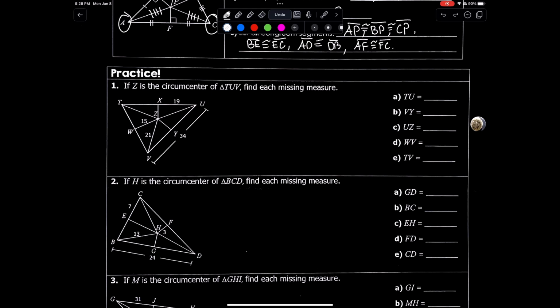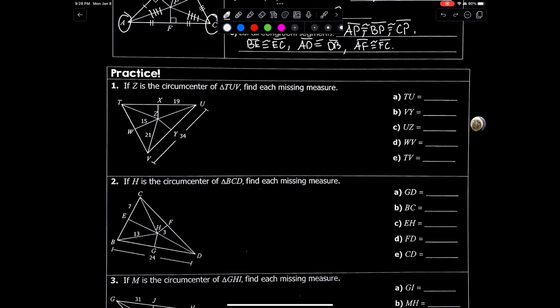That means if Z is in the middle, the circumcenter, this distance right here because it goes out to a vertex, and this distance right here because it goes out to a vertex, and this distance over here because it goes out to a vertex are all the same length. So we want to be able to figure out what that is. Now let's take a look and see what they want us to find first.